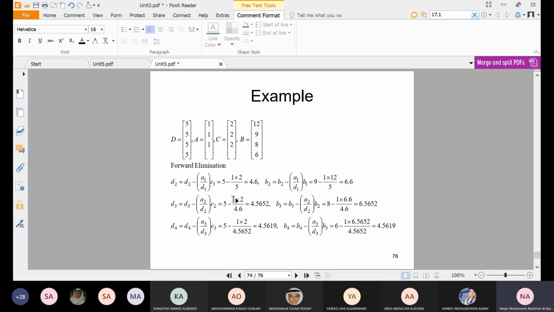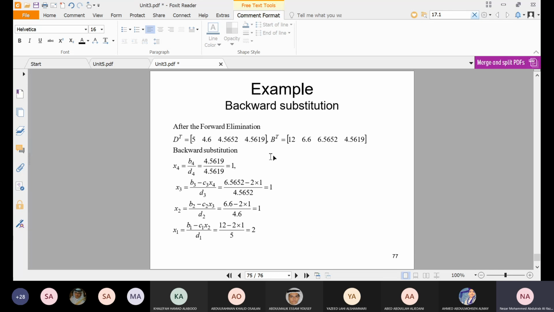We call this forward elimination. From the forward elimination, we get this new matrix, or new vectors. Because we said C's will not change, we have change only in A's. A's will become 0, and these will be the new D's, and these are the updated B's, and C's is the same.